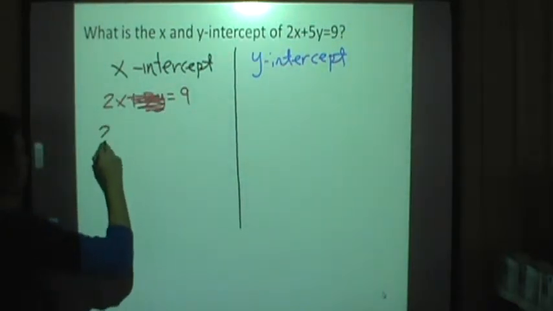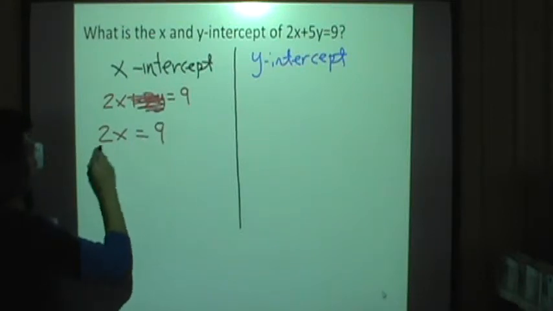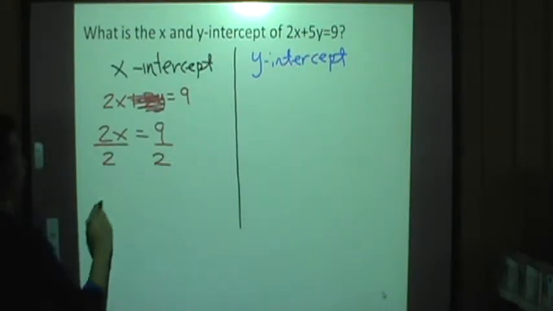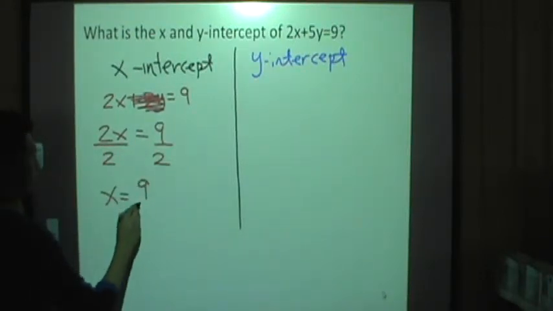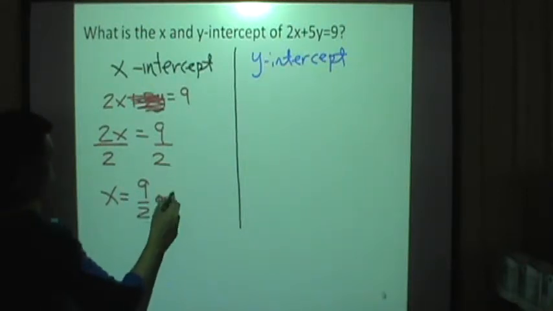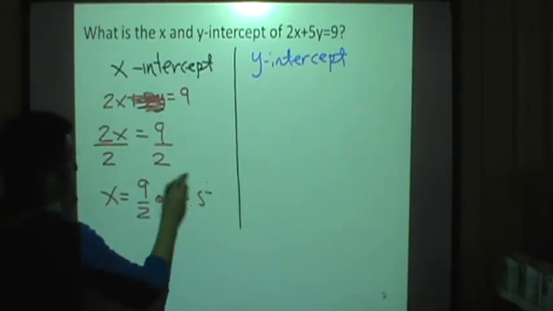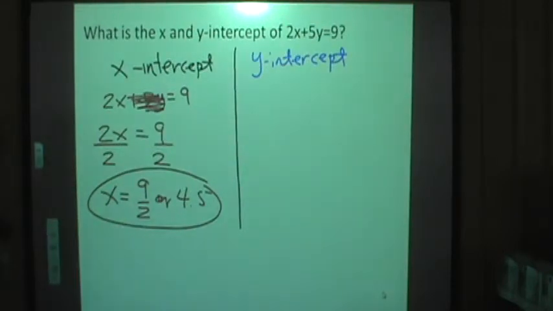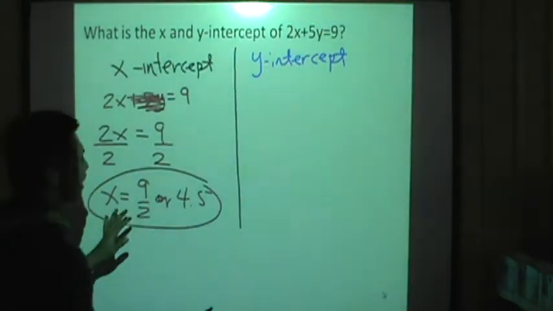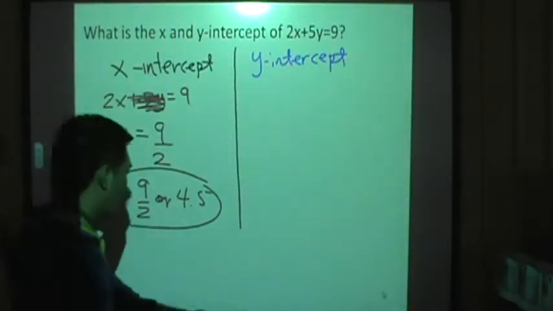And now you have 2x equals 9. Divide both sides by 2, x is equal to 9 over 2, or 4.5. So basically the graph would be, I'll show you the graph later.